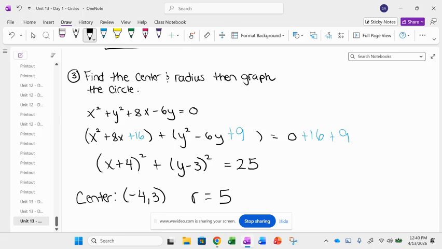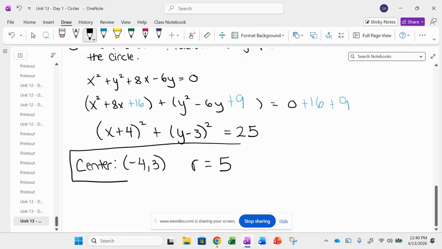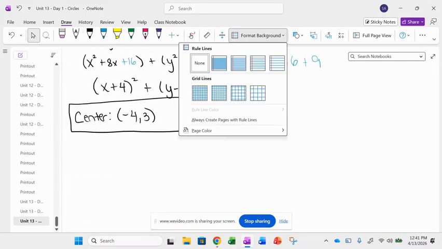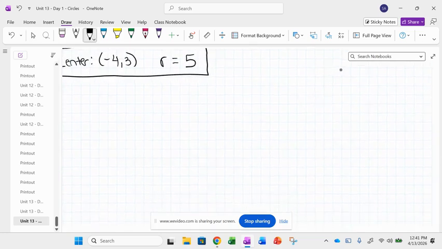How come it's not negative 5? Good. A radius is the distance from the center to a rim. Can we have a negative distance? No, that's why we're only keeping the positive version of it. So it says find the center and the radius. Got that. Now it says to graph. Well, in order to graph a circle, all you need is a center and a radius. So I'm going to go ahead and graph this.